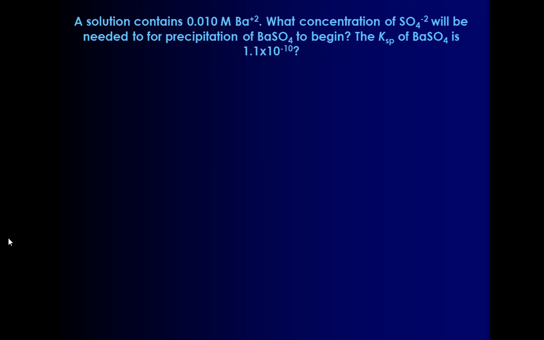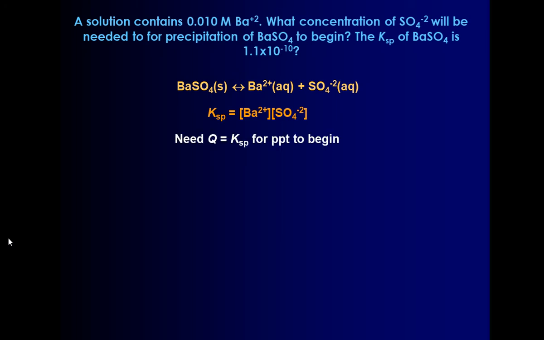So let's write our equation showing the dissociation of barium sulfate into barium and sulfate ions. And then our KSP expression would be one barium and one sulfate ion, since they're all in a 1-to-1 ratio, being multiplied together. We know the KSP value and we know the barium value. So it says we need Q to equal KSP for the precipitate to begin. Basically, we need Q to be just over that KSP value. I should have said Q equal to KSP is when you're at saturation. Anything above that would cause a precipitate to form.